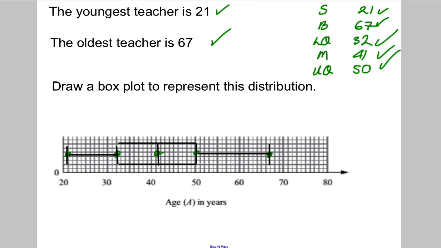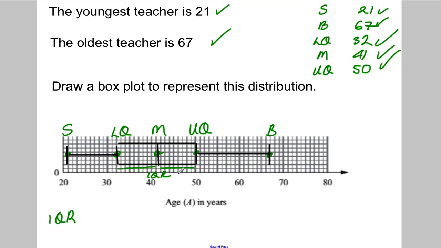And there's the median. And we'll label it up. We'll say the smallest, the biggest, the lower quartile, the median, and the upper quartile. Just out of interest, if anyone asks you the IQR, it's the length of this box. The IQR is the length of the box.